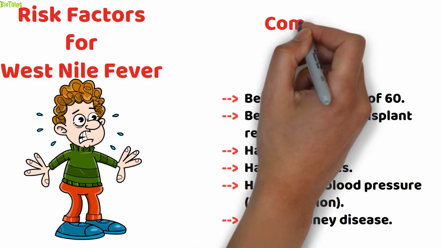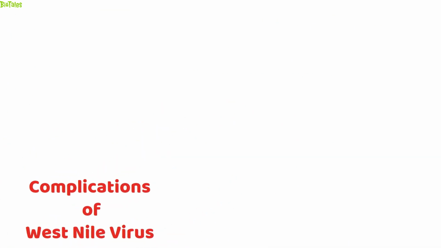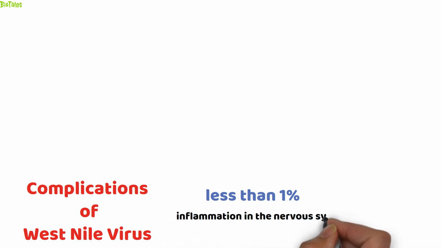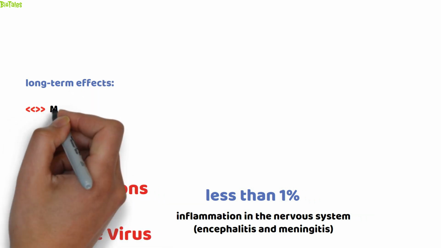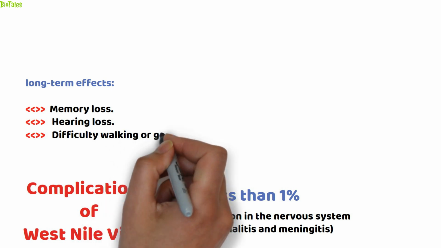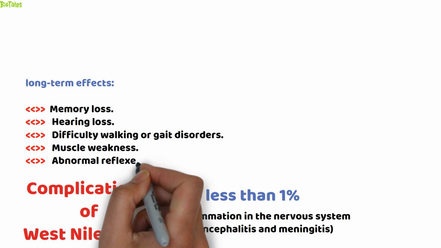There are some complications that are associated with West Nile virus. In rare cases, less than 1% of individuals infected with West Nile virus may experience severe symptoms. The most common complications include inflammation in the nervous system, such as encephalitis and meningitis. Long-term effects of a severe West Nile infection may lead to memory loss, hearing loss, difficulty walking or gait disorder, muscle weakness, abnormal reflexes, depression.